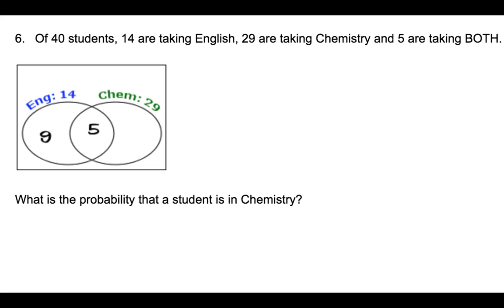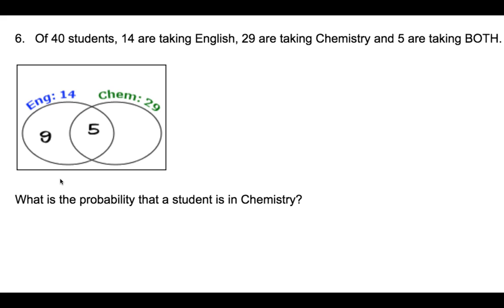This situation is talking about Venn diagrams. So with 40 students, 14 are taking English, 29 are taking chemistry, and 5 of them are taking both. I kind of started it out for you guys. What I'm going to ask you guys first is, why is this a 9? Why is that a 9? The reason why it's 9 is because there's 14 who took English, so this entire circle represents 14. But of those 14, 5 of them are in both, so 14 minus 5 is 9. So really only 9 are only in English, right?